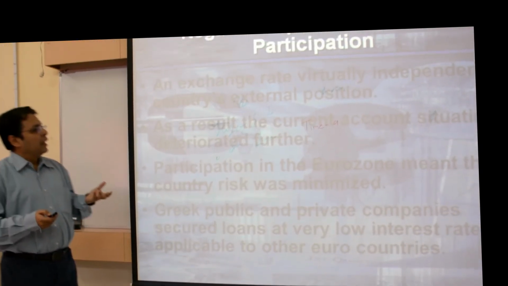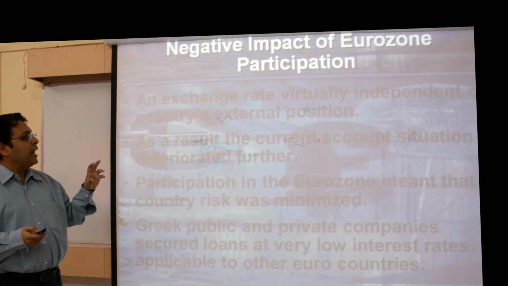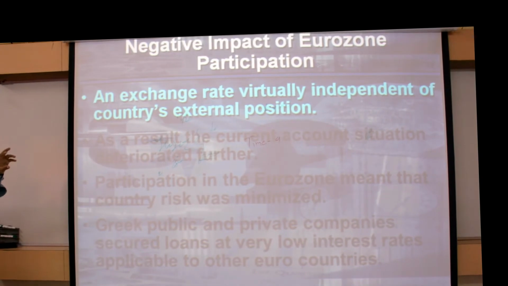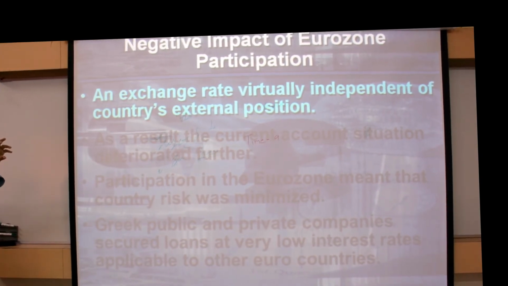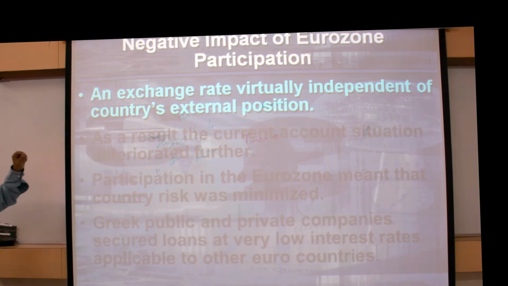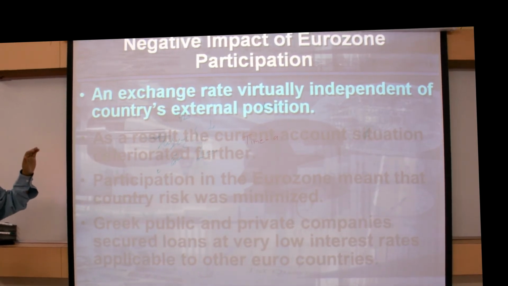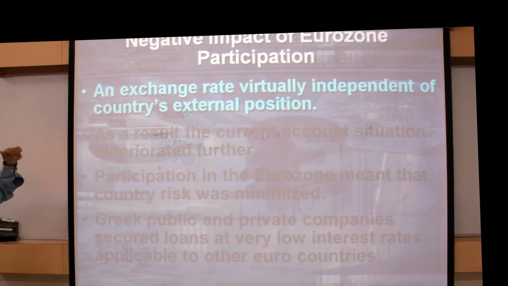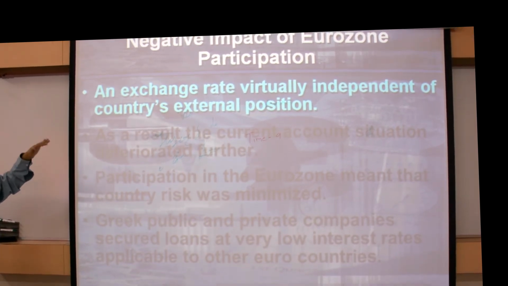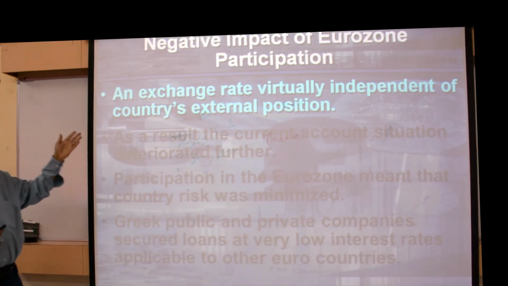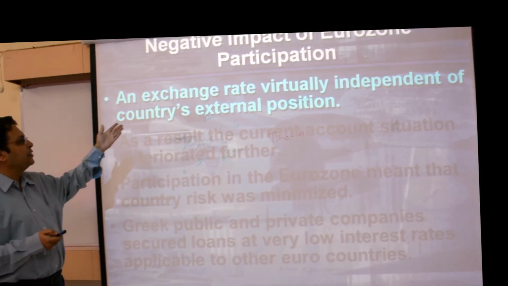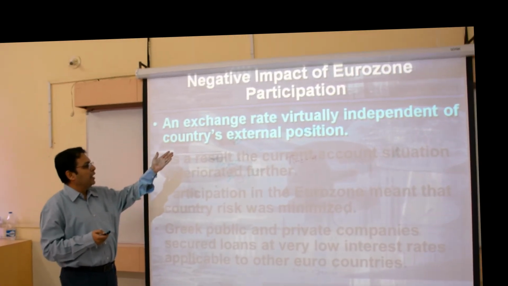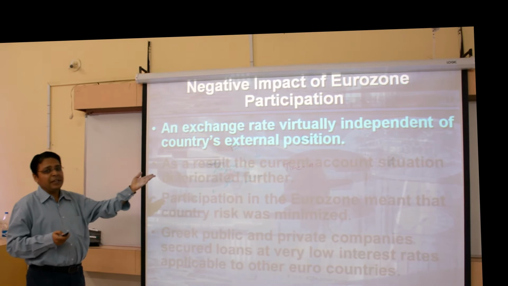Now, Greece was a part of the Eurozone, and there was a negative impact of that as well. Because of being a part of the Eurozone, Greece had an exchange rate which was virtually independent of the country's external position. Although we saw that the country was progressively declining in balance of trade, in spite of that, the exchange rate, which was the euro, the currency for Greece, was independent of the country's external position.